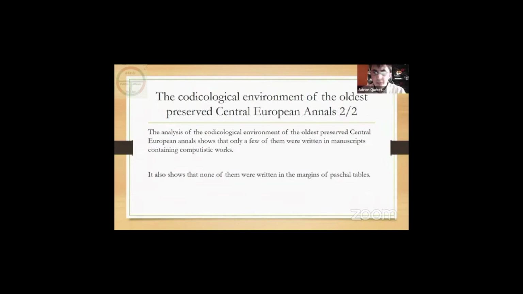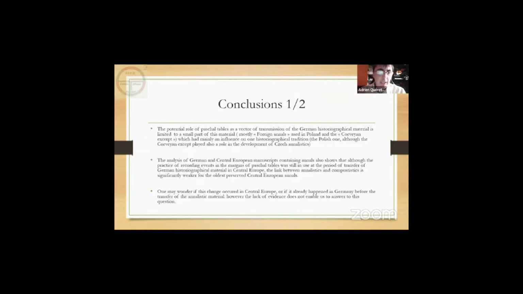only a few of them were written in manuscripts containing computistic works. It also shows that none of them were written in the margin of Paschal tables. And to conclude, the potential role of Paschal tables as a vector of transmission of the German historiographical material is limited to a small part of this material, mostly the foreign annals used in Poland and the Corvinian excerpt, which had mainly influence on one historiographical tradition, that is the Polish one, although the Corvinian excerpt played also a role in the development of Czech annalistics.